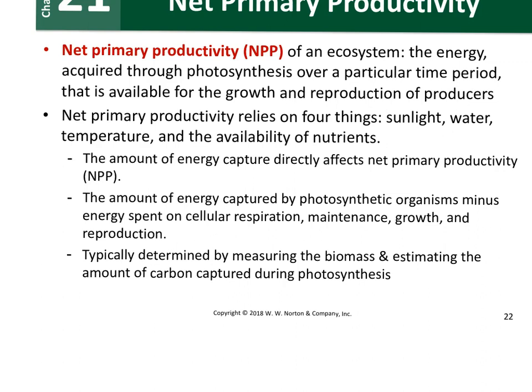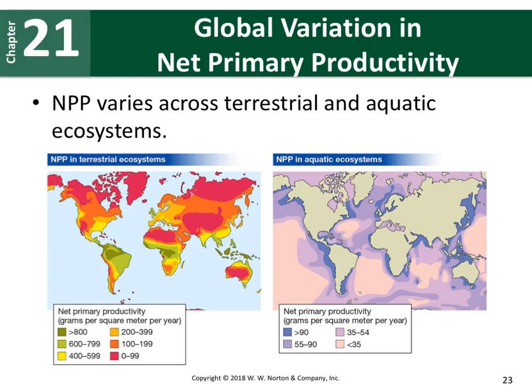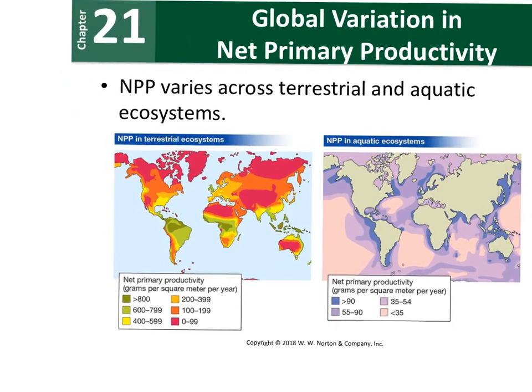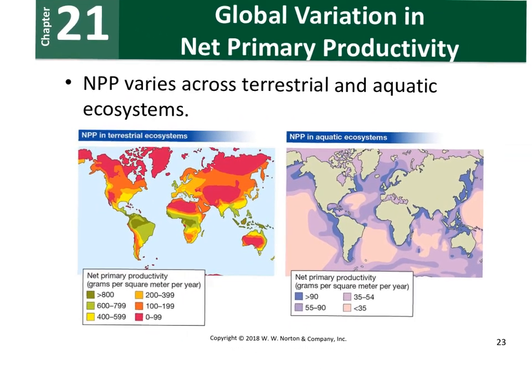And we usually determine that by measuring the amount of an organism there is per unit area. So let's say you want to get the biomass for the plants in this area. You collect them, dry them out, and then you burn them, and you actually measure how many calories are in them. Okay. So, global variation in net primary productivity.